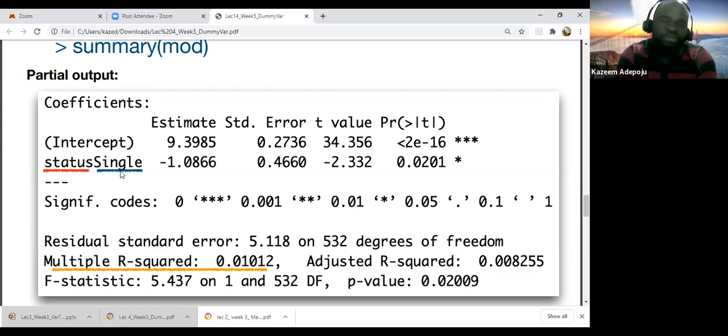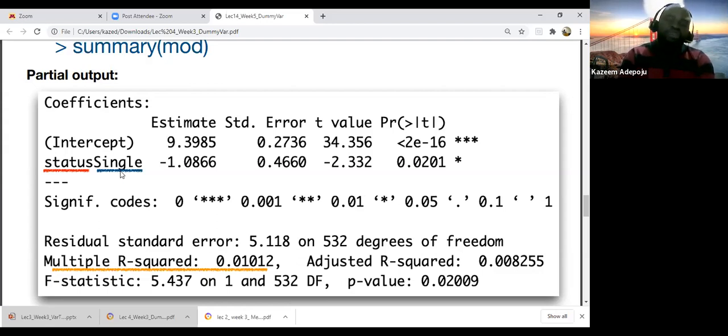If beta 1 equals 0 in the simple linear regression model y equals beta naught plus beta 1 x, what we're trying to say is that the single and married actually have more or less the same wages. But in the situation where beta 1 is not equal to 0, we're going to have a hypothesis that we're going to test.